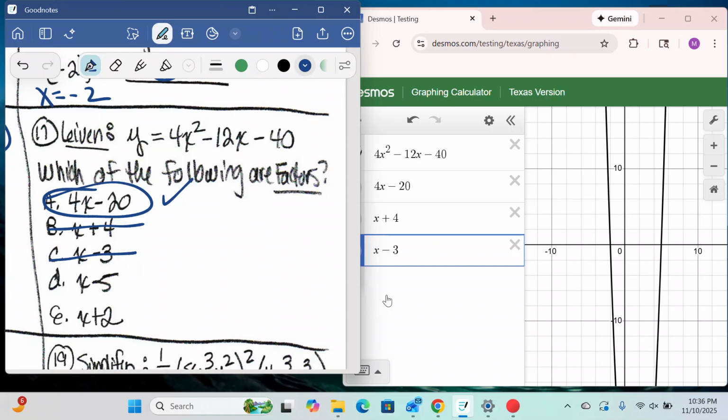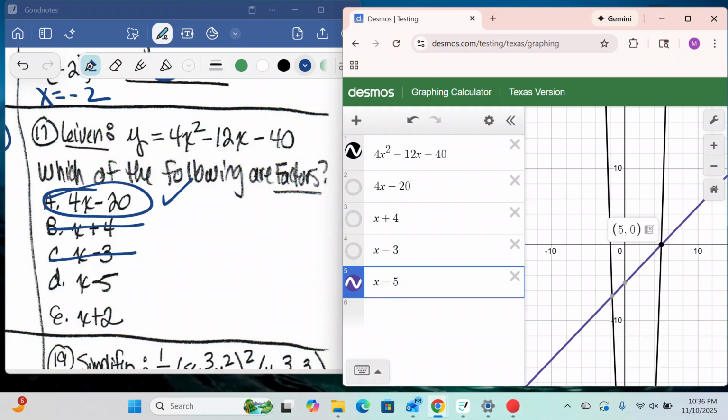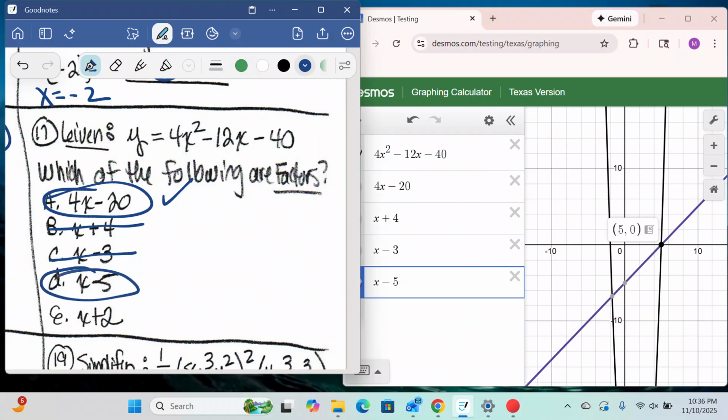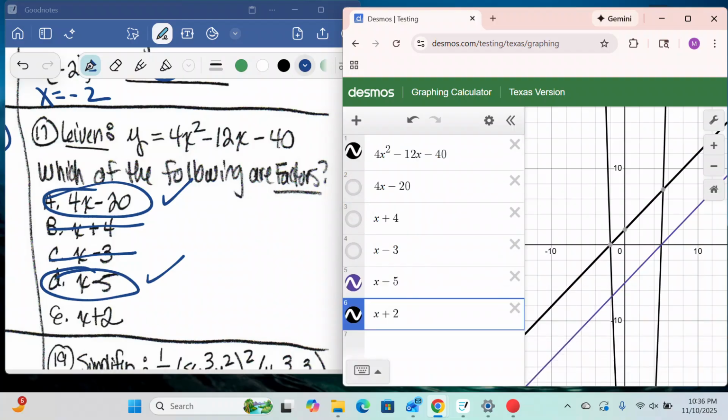I'm going to go ahead and input D, x minus 5. And it does pass straight through my x-intercept. So this one is a factor. And if we look at letter E, x plus 2, I'm going to unclick the purple one. x plus 2 is another factor. So once again, x plus 2 is a factor.